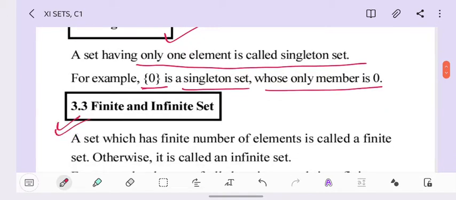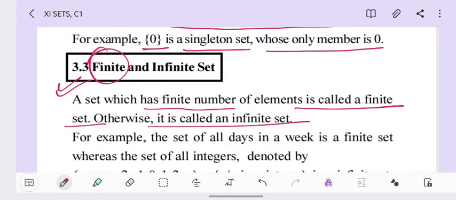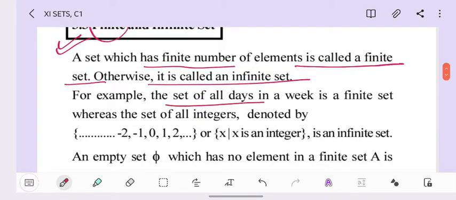Second is finite and infinite set. Finite means the number of members in the given set is limited. In an infinite set, the members are not limited. A set which has finite members, a finite number of elements, is called a finite set. Otherwise, it is called an infinite set. For example, the set of all days in a week is a finite set, like Monday, Tuesday, Wednesday, Thursday, Friday, Saturday, and Sunday.